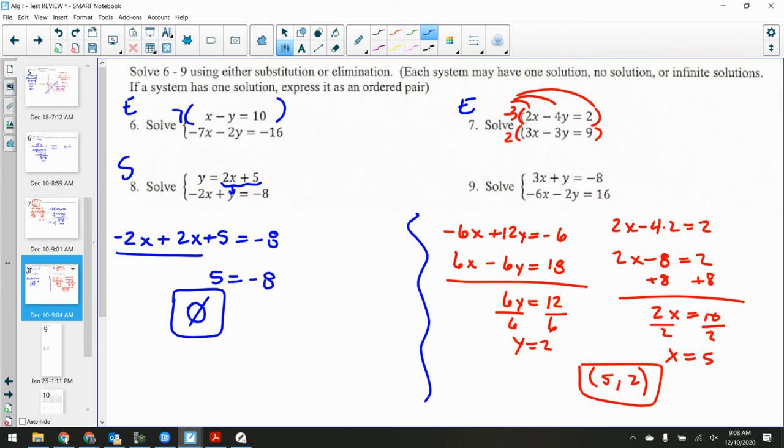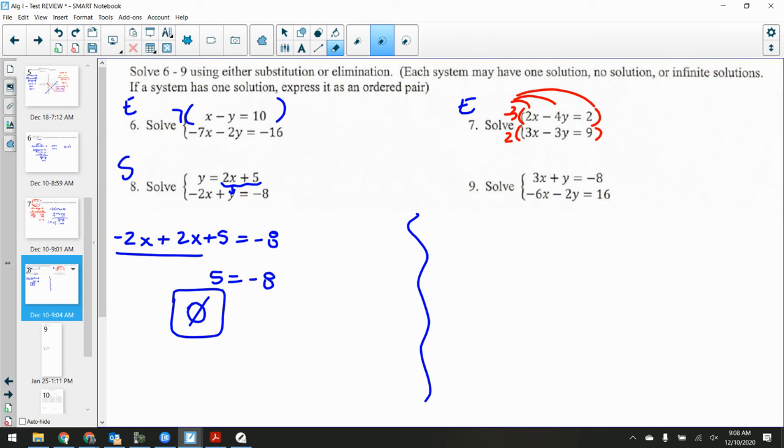Number 9. Honestly, I could really see substitution or elimination for number 9. I'm going to do elimination. I just like elimination better. I'm going to multiply the top equation by 2. So the top equation becomes 6x plus 2y is negative 16. The bottom equation is going to remain the same.